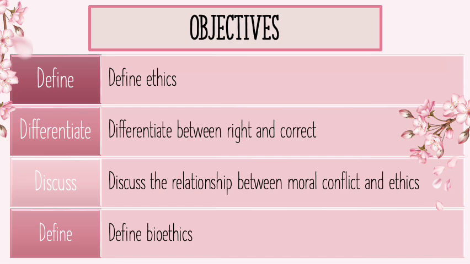I like to include a slide of objectives for all of the lectures that I write. So as you go through this course, you're going to find that the second slide of every lecture is an objective slide. I encourage you to think of this slide as the roadmap of not only where we are going in the lecture, but what I want you to focus on and gain from the lecture. Therefore, at the end of this lecture, you should be able to define ethics, differentiate between the concepts of right and correct, discuss the relationship between moral conflict and ethics, and finally, be able to define bioethics.